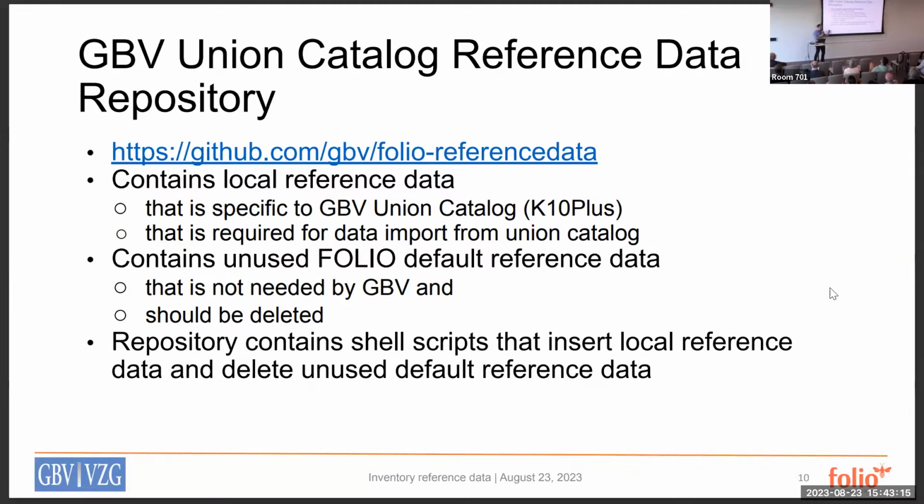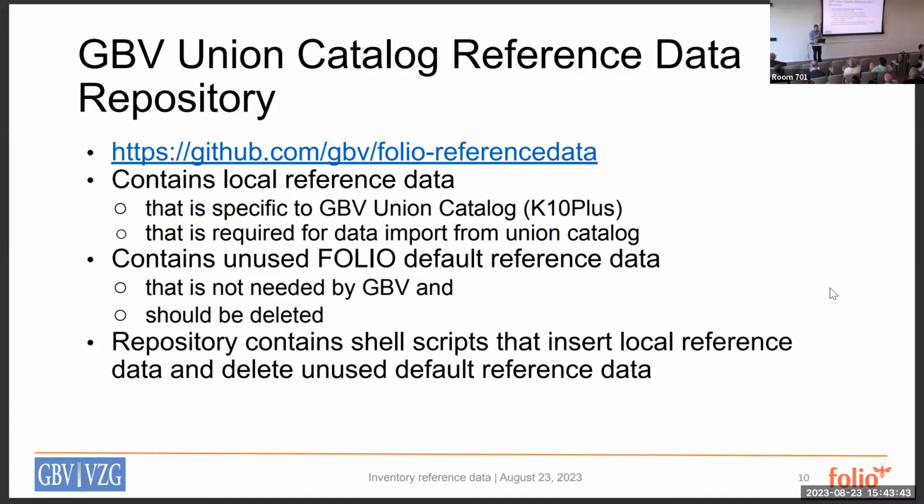So then we have the second repository, where we have our GBV specific reference data that we need for our union catalog. And that contains these data in German, of course. And we also have a list of special reference data that we don't need, that will be deleted. And this repository also has a shell script that can be executed.